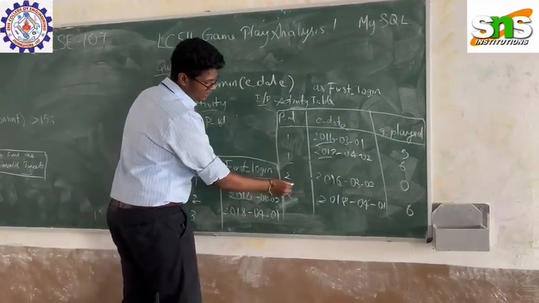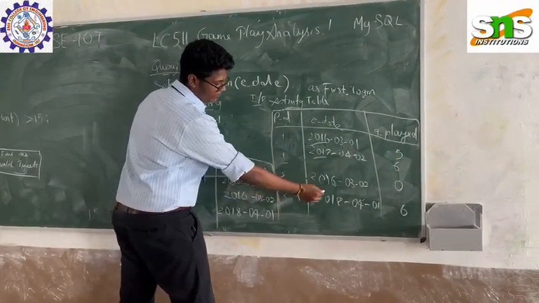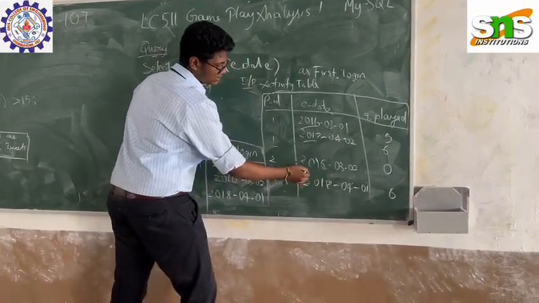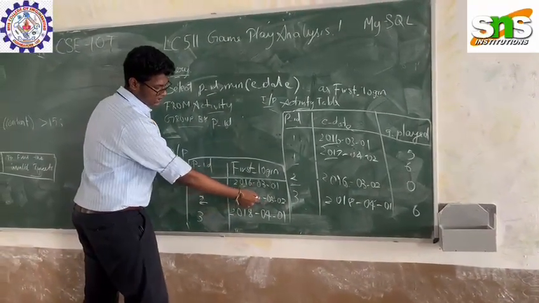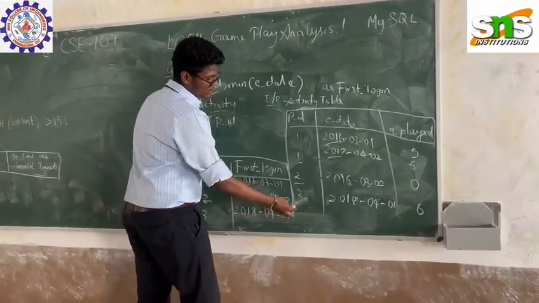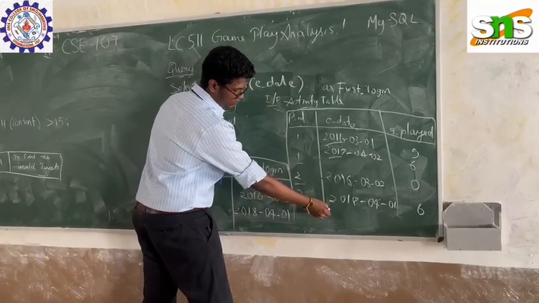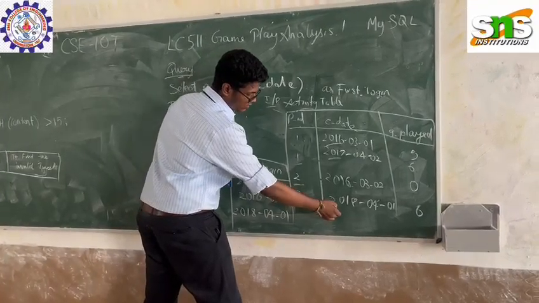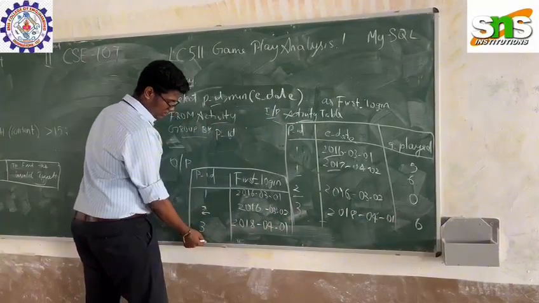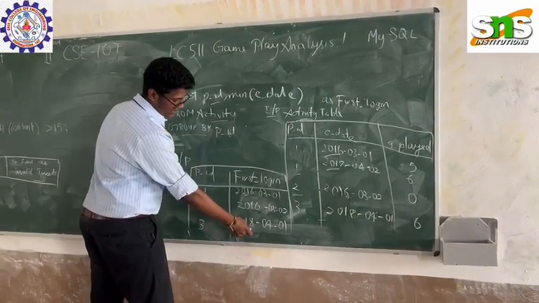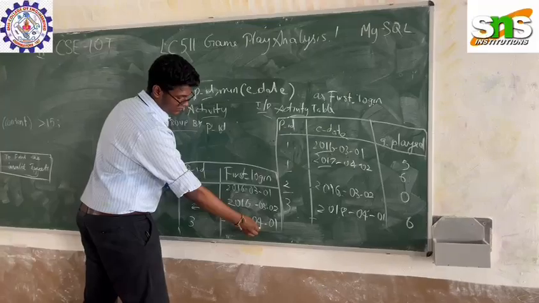For the second player we have only one record, so the minimum date will be 2016-03-02, and the output will be 2, 2016-03-02. The third record also has only one input, so we will be getting 2018-07-03. So for the third ID, the output is 3, 2018-07-03.